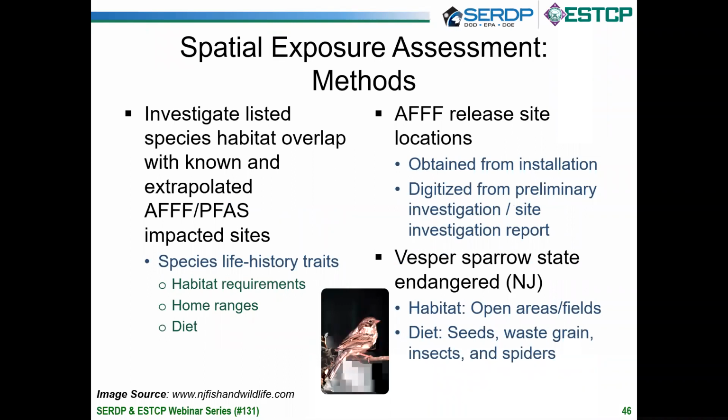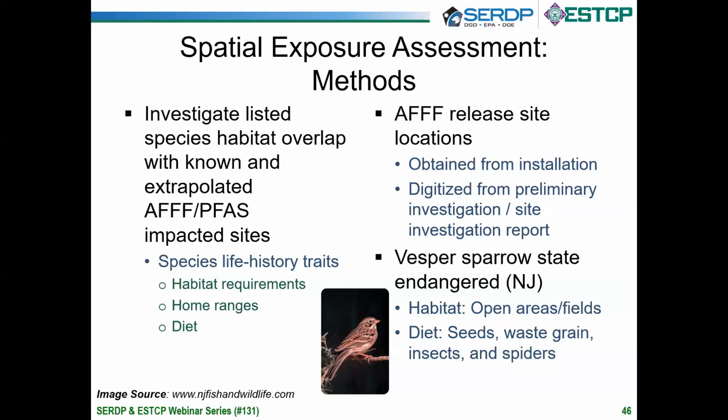So once we know who's there, who being the species, we can then look into their life history traits using the literature. This would mean that we want to figure out what are their habitat requirements. So where do they like to hang out? What are their home ranges? How far do they move off of their habitat? And then what are their dietary preferences? So for example, we can look at the Vesper sparrow here, which is a state endangered bird in New Jersey. It prefers an open area or field, and it feeds on seeds, waste grain, insects, and spiders. So it has an omnivorous diet.